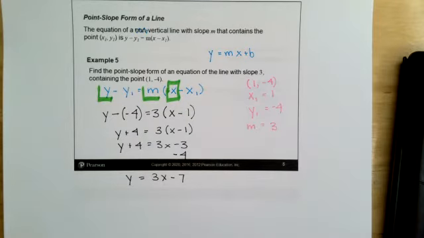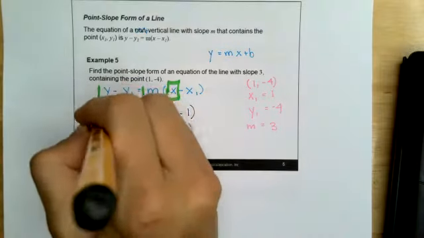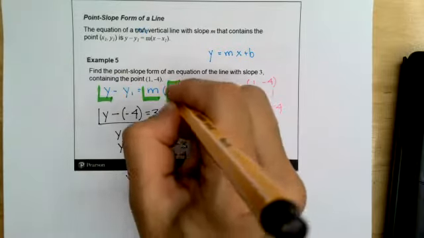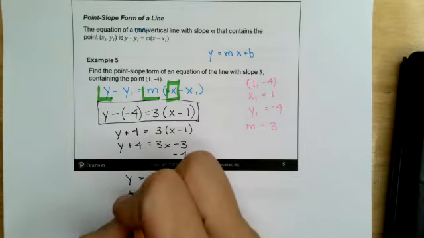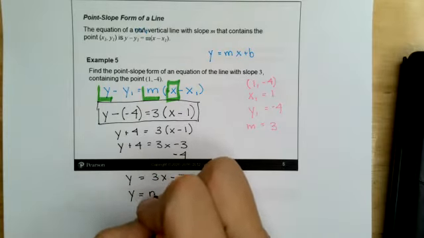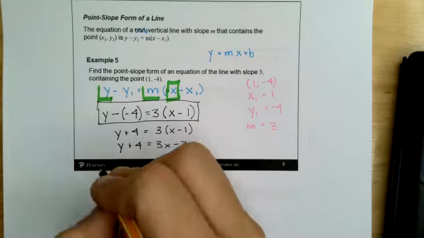Find the point slope form of the line. Actually, they just asked us to do this. Point slope form of the line. And then here is the slope intercept form of the line.